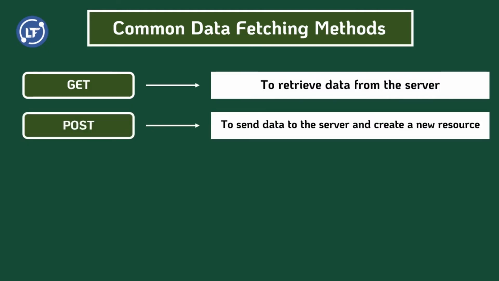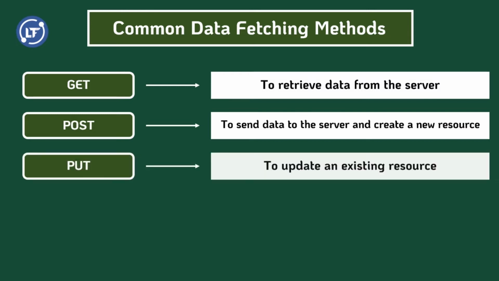Now the POST request actually sends data to the server and it creates a new resource on the server. So if you need to create, for example, using the previous example, a new blog post, you're actually going to make a POST request and not a GET request. Moving on, we have the PUT request. The PUT request is used to update an existing resource. So let's say you have a particular blog post on the server and you actually need to edit it.